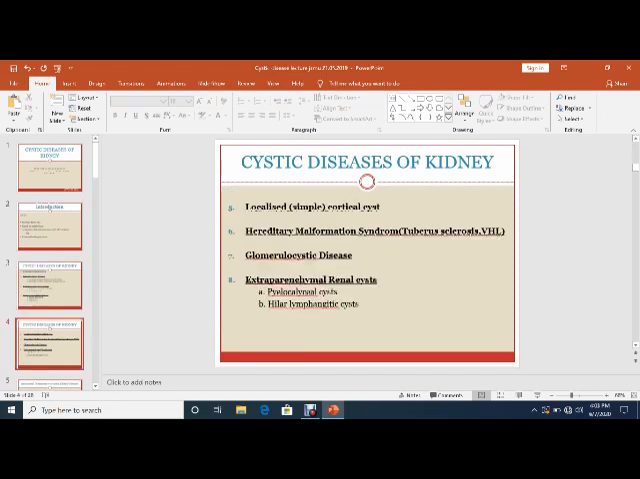Cysts can be cortical cyst, that is simple cyst, it is localized, or it is due to hereditary malformation syndrome, tuberous sclerosis, or von Hippel-Lindau syndrome. Glomerulocystic disease or extraparenchymal renal cyst, that is pelvicalyceal cyst, hilar lymphatic cyst.